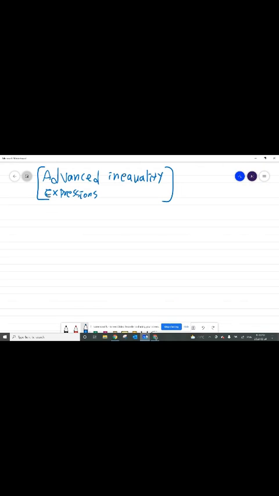All right, this time I want you to take out a blank piece of paper, and I want you to put a title, Advanced Inequality Expressions. We are not doing equations today. We are going to focus on expressions only. Example number 1. What are you going to do if you have an expression where negative 5 is bigger than x, smaller than positive 5, something like that?